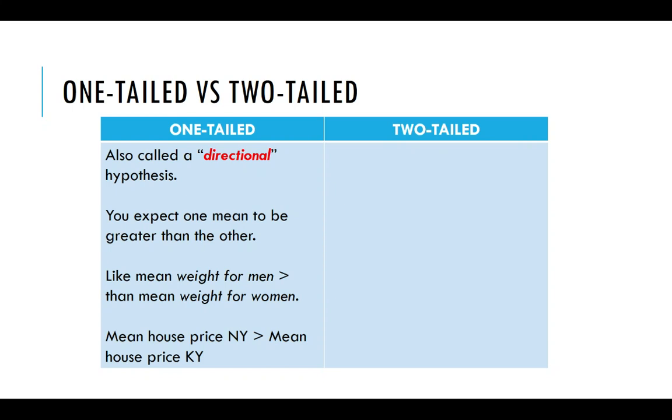Or another example, if I'm looking at housing prices in New York versus housing prices in Kentucky, it would be reasonable to assume that the mean house price in New York is greater than the mean house price in Kentucky. So I come at it with an expectation. Now, that doesn't guarantee it's true, but I'm coming with an expectation. In other words, I'm coming with a directional hypothesis.